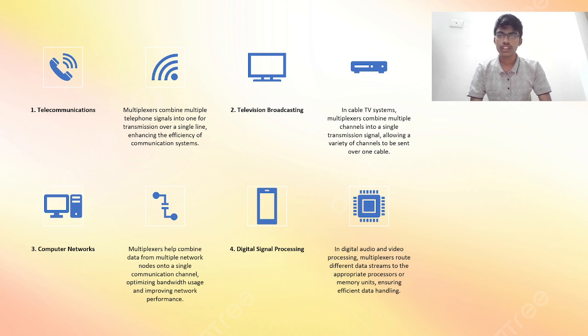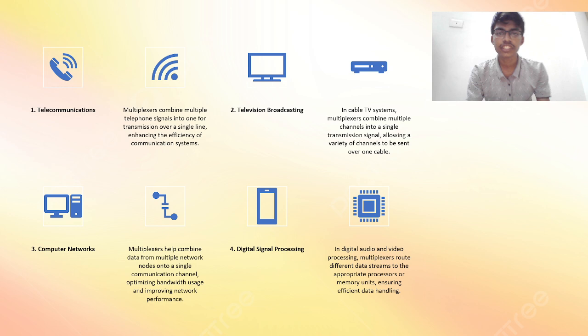So the first thing is it is generally used in the telecommunication industry. They combine multiple telephone signals into one for transmission over a single line and enhance the efficiency of the communication system. So multiplexers generally produce an output of one from many input lines. The inputs can be taken as different telephone signals in this field, while the output can be taken as a single line which can be transmitted, enhancing the efficiency in communication systems. So this is the major application of multiplexers in the telecommunication industry.